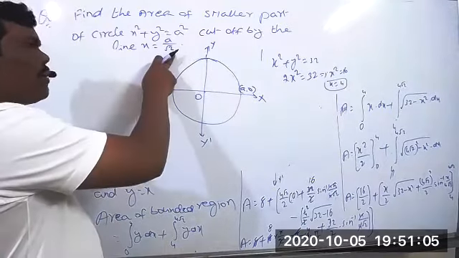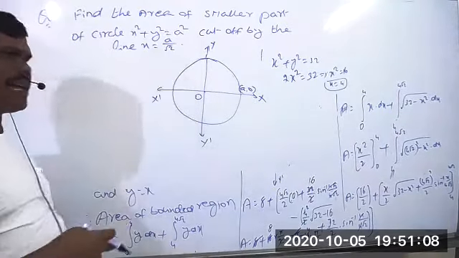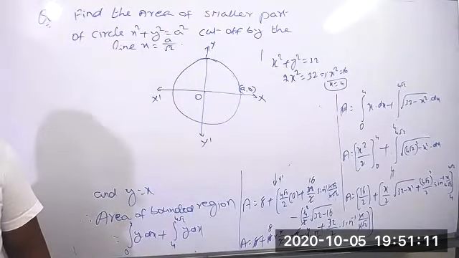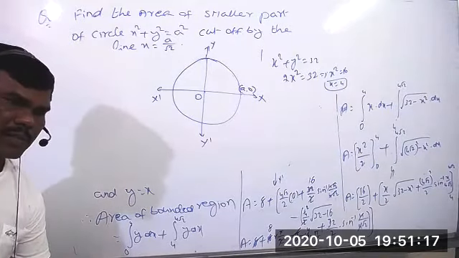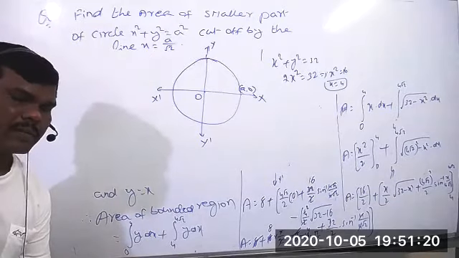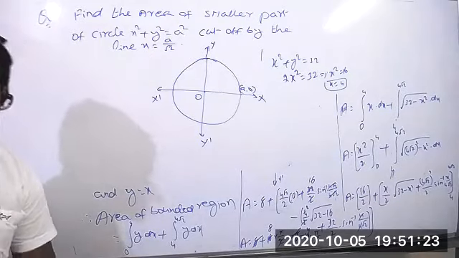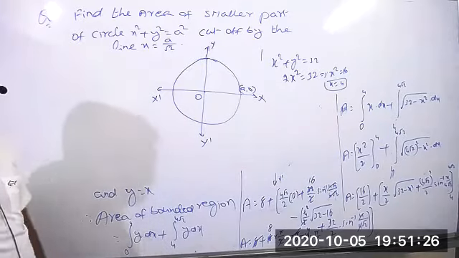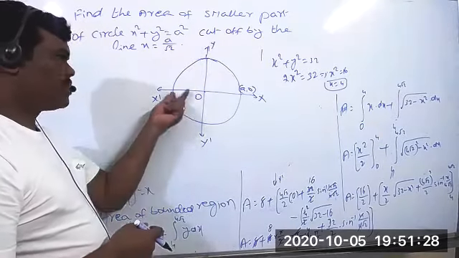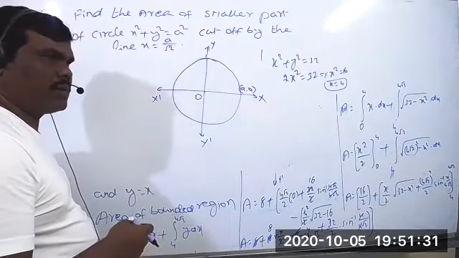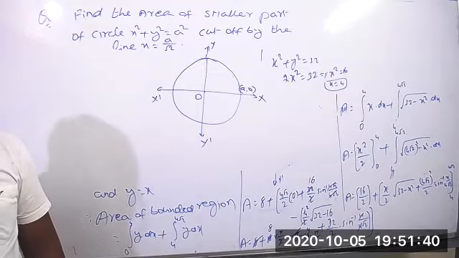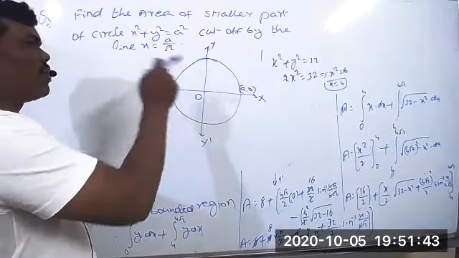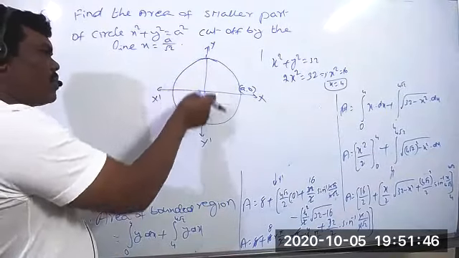So x equal to a by root 2. x equal to a by root 2 means clearly parallel to the y-axis. Is it correct? Please respond. Where will you get it, tell me now, x equal to a by root 2? We'll get this side or this side or here or here. Dhanush, please respond. x equal to a by root 2, we will get this side or this side, or top or bottom.